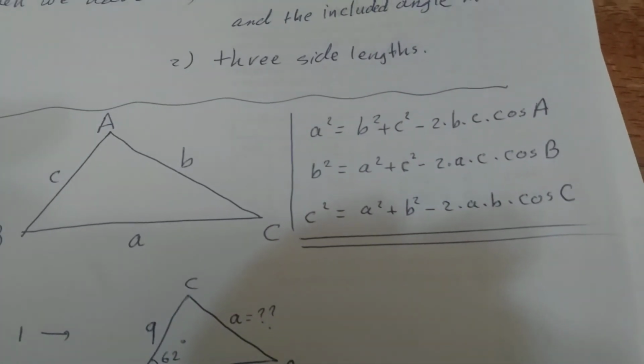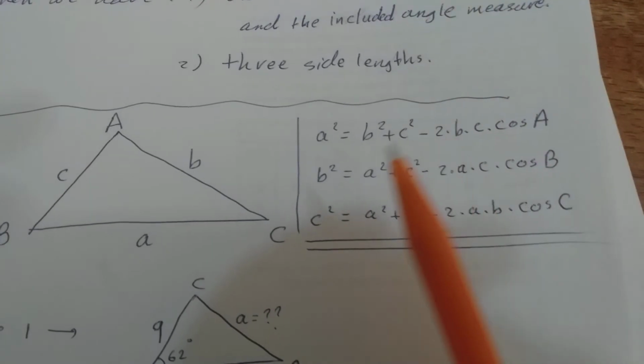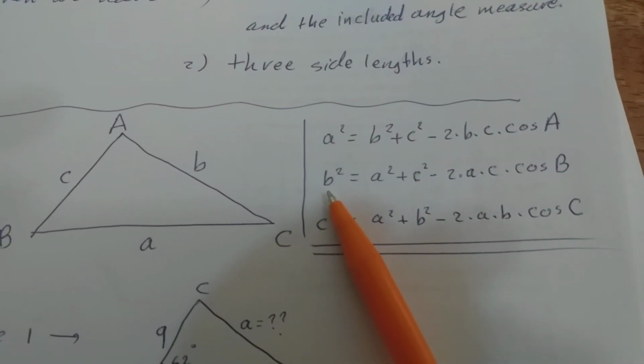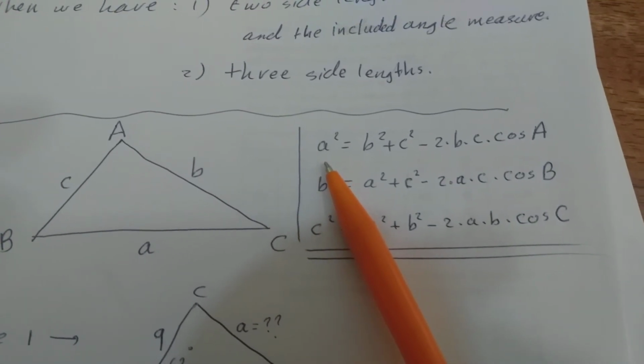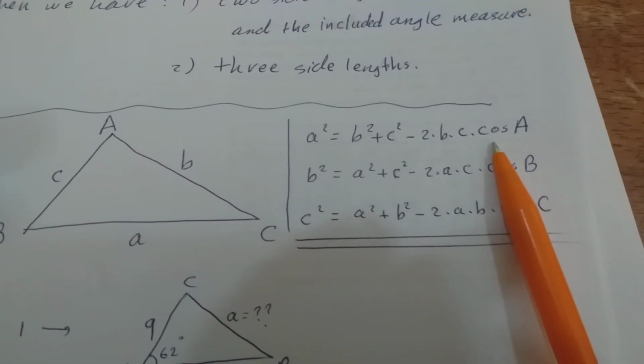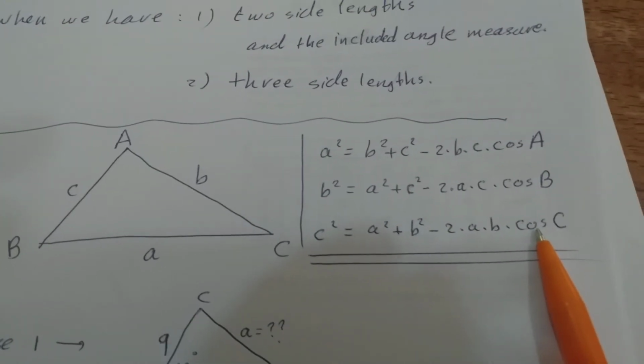b squared is linked with cosine B. a squared is going to be linked with cosine A. And c squared is going to be linked with cosine C.